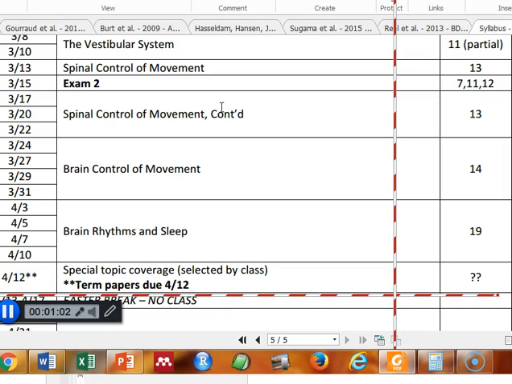So we'll do spinal control of movement, then brain control of movement. That kind of ends this movement unit, which is coupled also to the vestibular system and somatosensory system that we just did this exam on. And then I want to get into some more higher order brain topics. I do want to do a unit on brain rhythms and sleep, which mostly is related to Chapter 19. There'll be some other stuff, but we need to pick another topic, basically, is the idea.